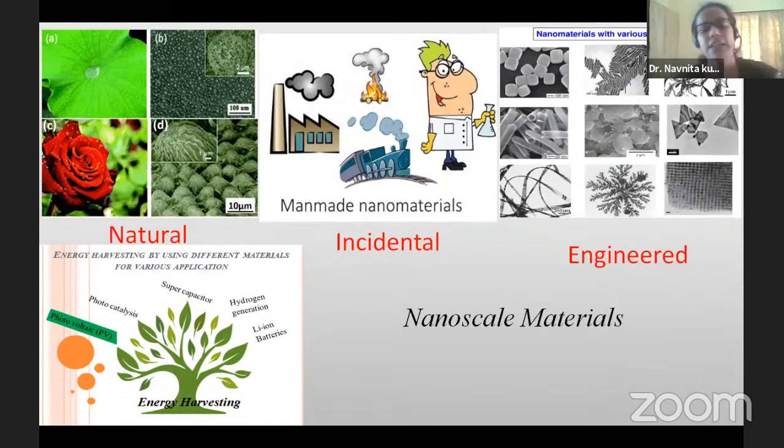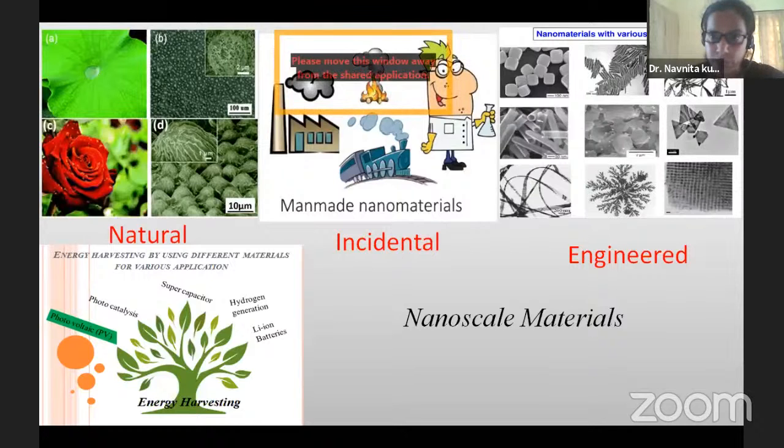And now these nanoscale materials can be widely used for different applications. If we think about energy harvesting, then by using these types of materials, we can harvest energy through photocatalysis, photovoltaics, supercapacitors, hydrogen generation, and lithium-ion batteries.